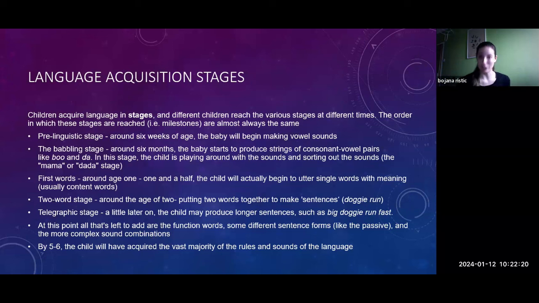This is a sign of learning, that the child has learned the rule and is now applying it to every new word. And then they have to learn the exceptions. This is when the children start school, this is when they start learning exceptions.